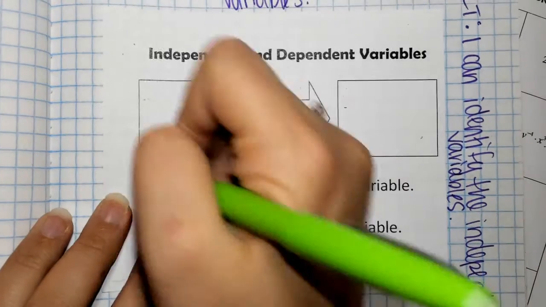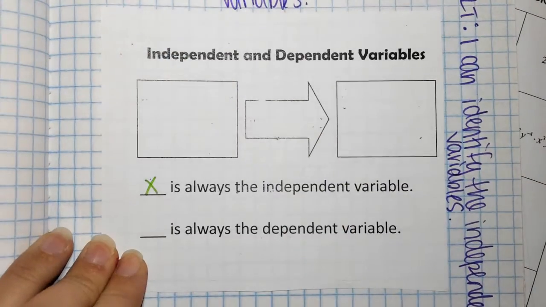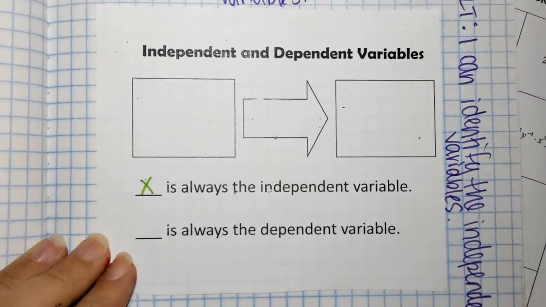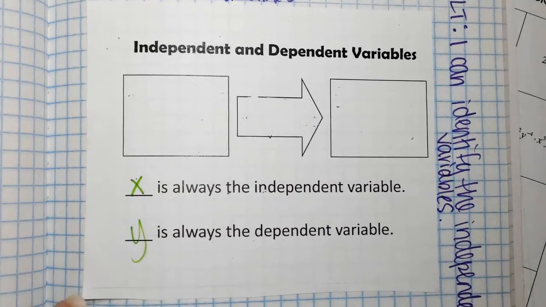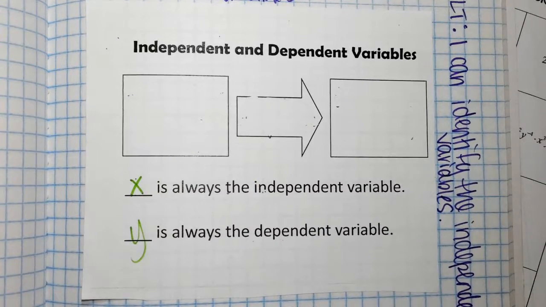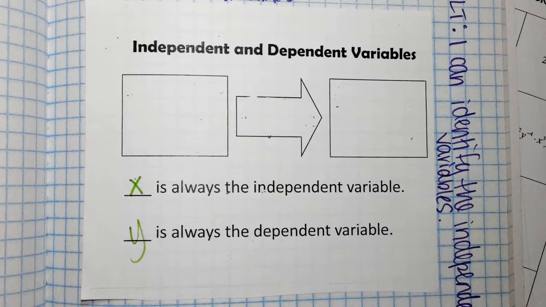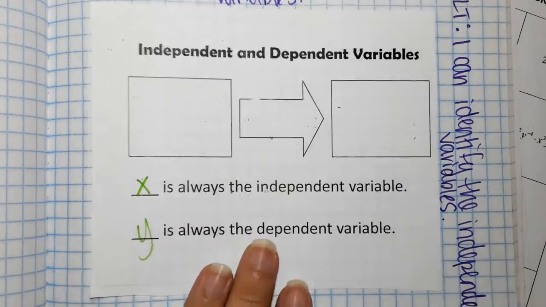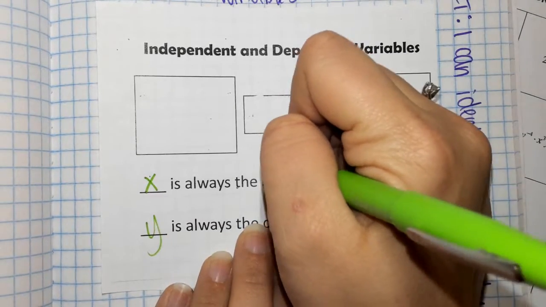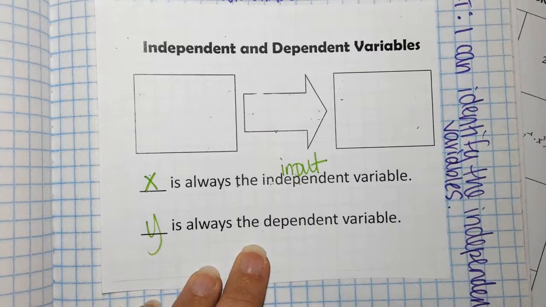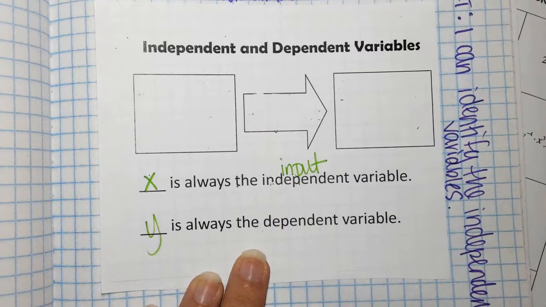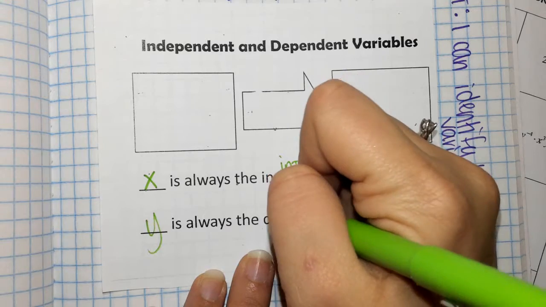So x is always the independent variable. So what is the dependent? The y. Now, do you remember the other day, in the past 5 days, where we've done function machines? Have we plugged in x values or have we plugged in y values? X. So input is independent. So what's dependent? Output. Fantastic.